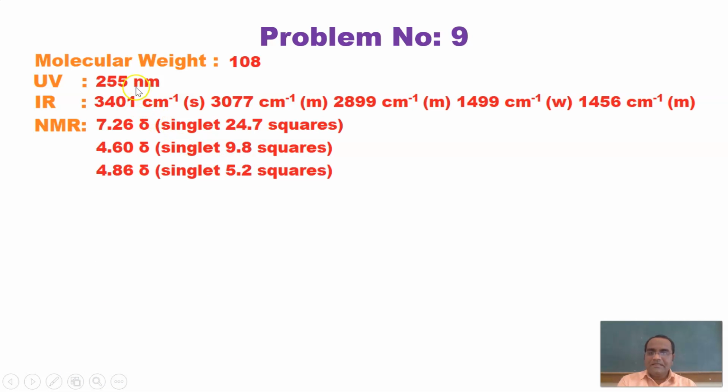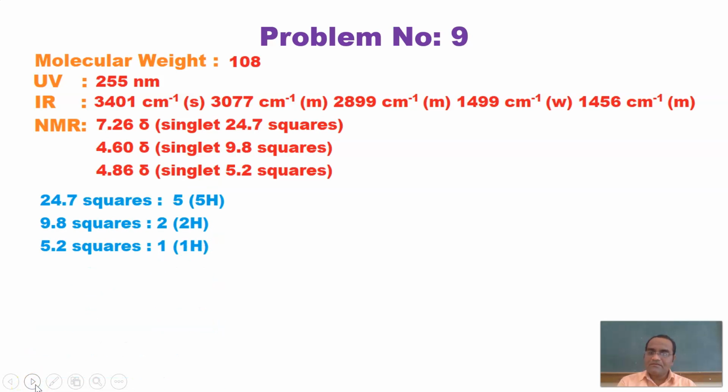See this, it is indicating that 3401 means that it is having an OH. Now here there is no carbonyl or anything, but only from the NMR values we will come to understand some things. That is 7.26 delta value, singlet, 24.7 squares. After that, 4.60 delta value, singlet, 9.8 squares. After that, 4.86 delta value, singlet, giving 5.2 squares.